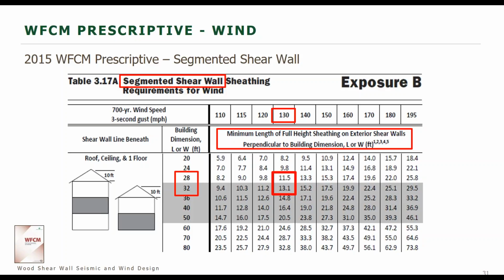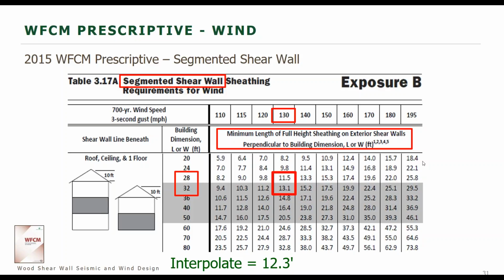So our minimum height of full height sheathing on exterior shear walls perpendicular to the building dimensions. So we're designing the 36-foot long wall. So that means we use the building dimension W in this column here. So we need to interpolate between these two cells because our W is equal to 30. So we get a value of 12.3 feet.